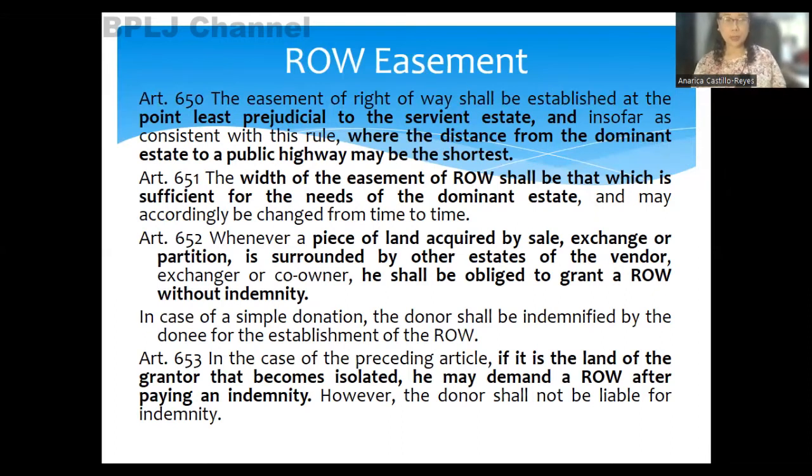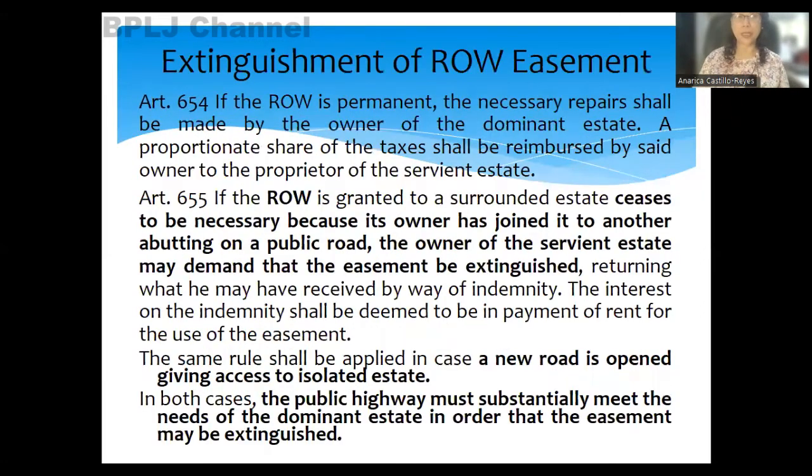Okay, Article 652 tells us whenever a piece of land acquired by sale, exchange, or partition is surrounded by other estates of the vendor, exchanger, or co-owner, he shall be obliged to grant a right of way without indemnity. In case of simple donation, the donor shall be indemnified by the donee for the establishment of the right of way. Okay. In the case of the preceding article, if it is the land of the grantor that becomes isolated, he may demand a right of way after paying indemnity. However, the donor shall not be liable for indemnity. Okay.